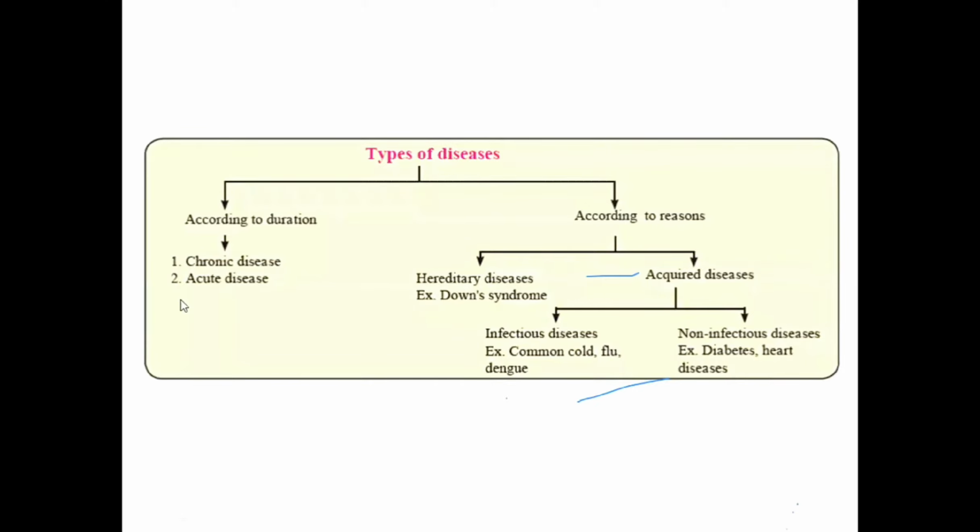So this is overall the chart of the types of diseases which are made by various aspects. This is the chart given in our textbook also. So you can observe it or you can follow it.